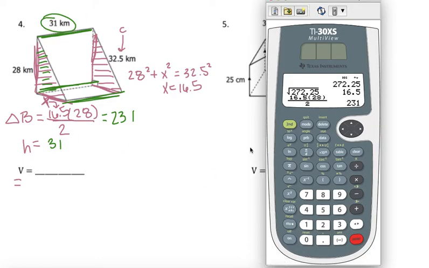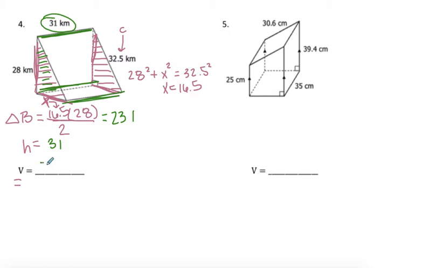So in my calculator to find volume, I'm going to take the area of my base, 231, times the distance between those bases, which is 31. It gives me 7,161. And my units here, I have kilometers cubed.